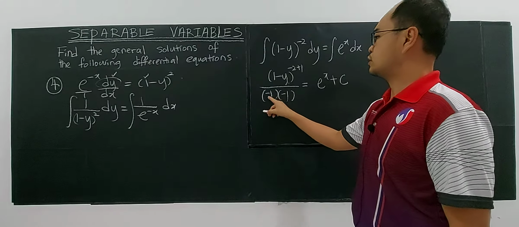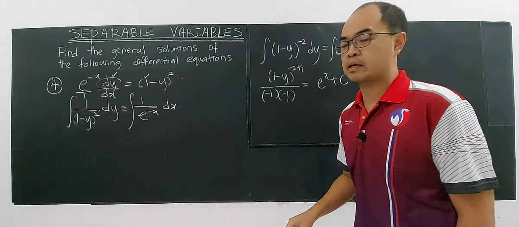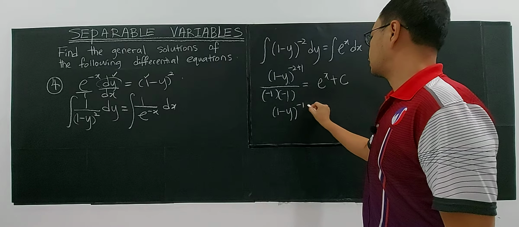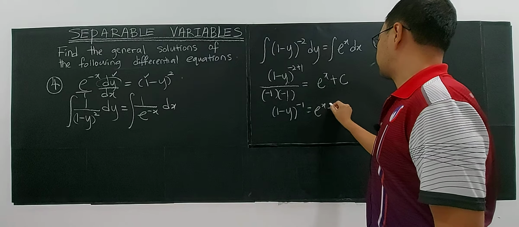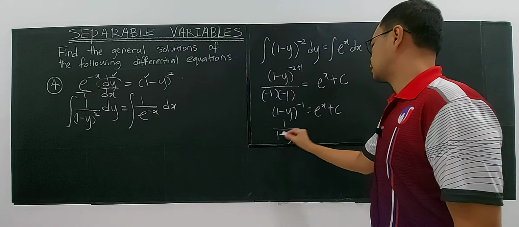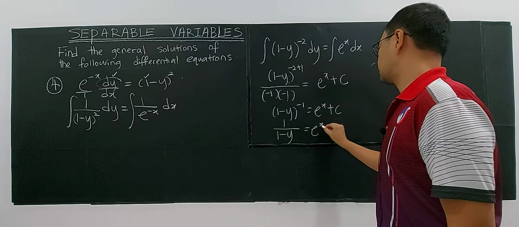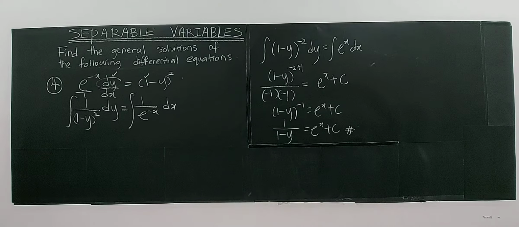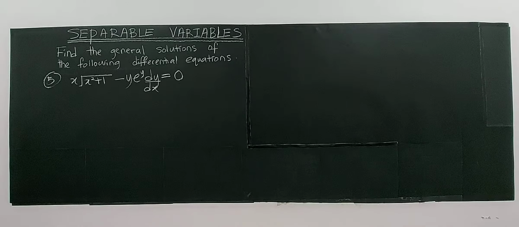If we rearrange this, negative 1 becomes positive 1. So we have (1 minus y) to the power of negative 1 equals e^x plus c. We just write this as the solution. This is the general solution for this differential equation. Alright, I hope you understand. Let's move on with the next example.